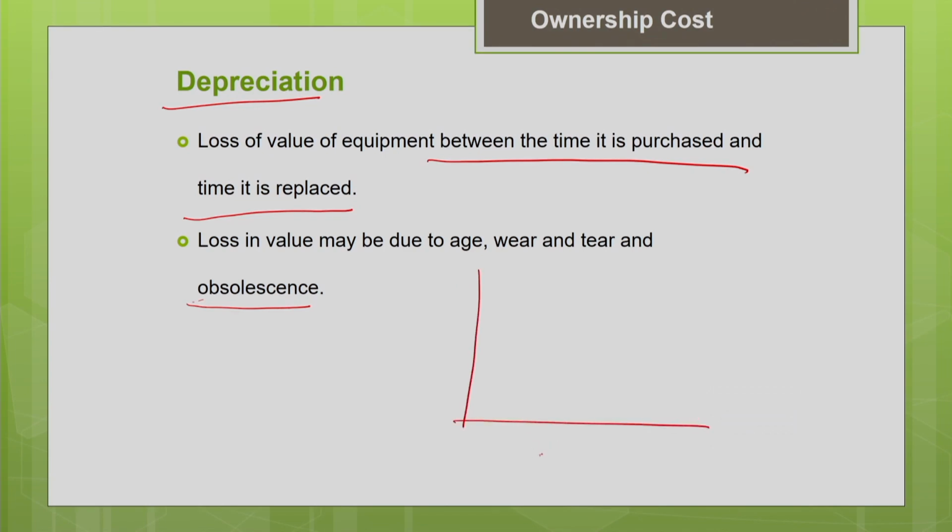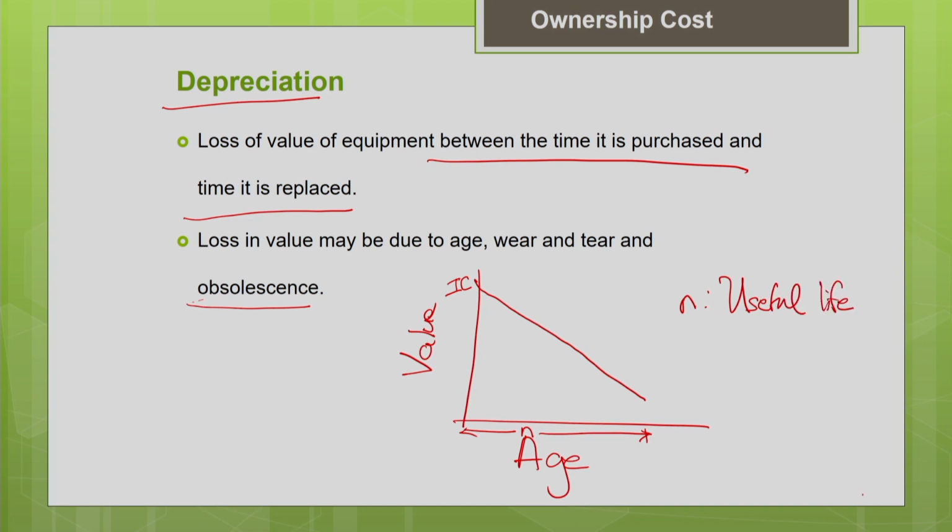Okay, like you have the age of the equipment in the x-axis and the value of the asset in the y-axis. Now you can see that when you purchase the equipment, the initial price will be like this. Say this is the useful life of the machine, N. So you have purchased the machine by paying this initial cost. So what is this N? N refers to the useful life of the machine.